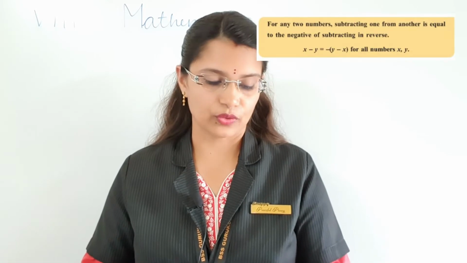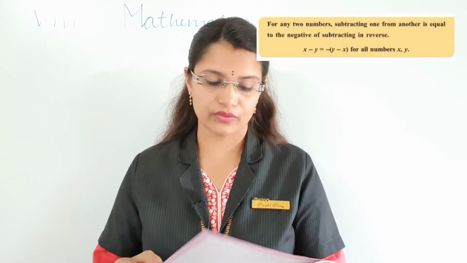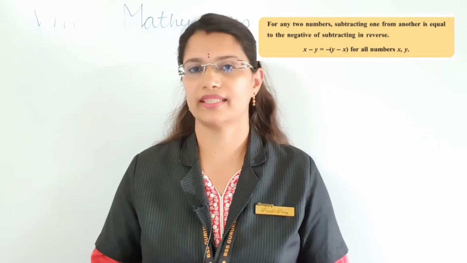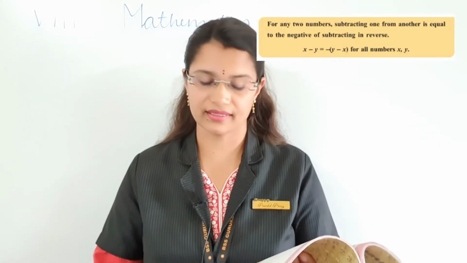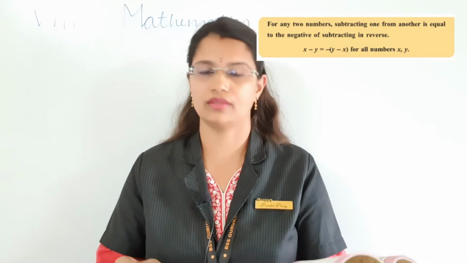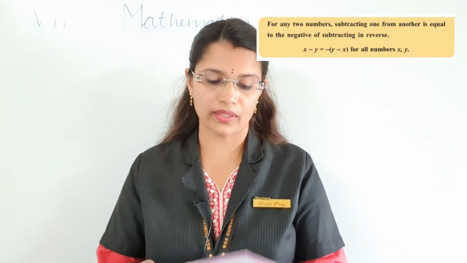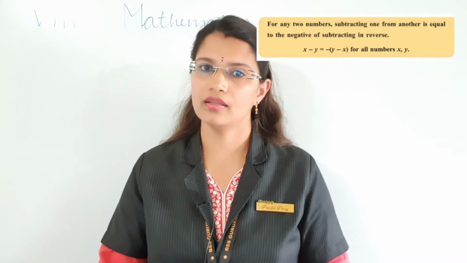Okay. Today, first we are going to learn some applications of negative numbers. Children, take page number 189, one yellow box is there. For any two numbers, subtracting one from another is equal to the negative of subtracting in reverse. This we already discussed in the previous class. x minus y is equal to minus of y minus x for all numbers x, y. Write this in your notebook and then take page number 190.